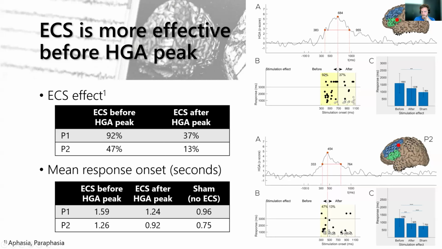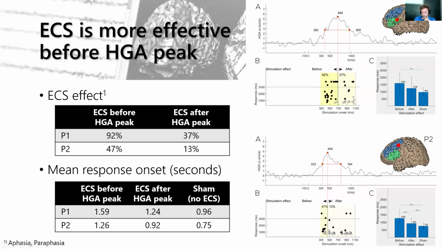So 92% of the experiments with ECS before the high gamma peak showed an ECS effect, but only 37% showed an ECS effect if you stimulate after the peak. And also very nicely visible is that the white dots are more down at the bottom. This means that the response is faster, because on the y-axis, the vertical axis, you see the response onset in milliseconds. So as the dots go up, the response is later. So this is also quite intuitive.